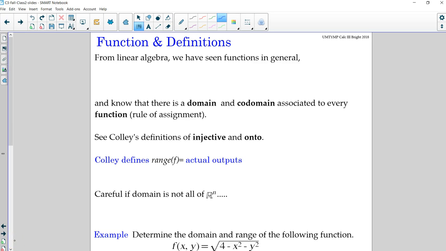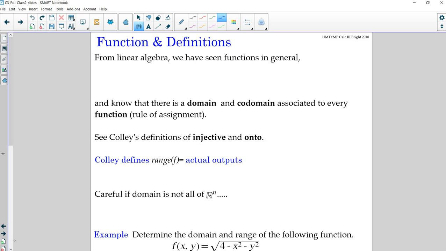Welcome to video 1 of class 2. This class we're going to talk about functions of several variables and graphing in 3D. We're going to actually start with some basic definitions that we might have already known or we might need a little bit of time to review.